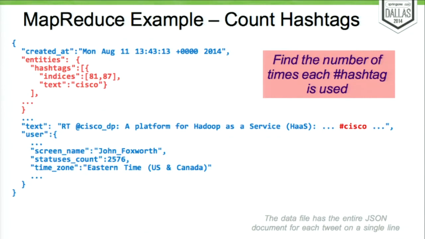So this is what the input file looks like. This is formatted. It's actually one long string on one line. So in the tweets, there is an entities entry with hashtags. And these are the two hashtags that were in this tweet. So those are the ones we will be counting.